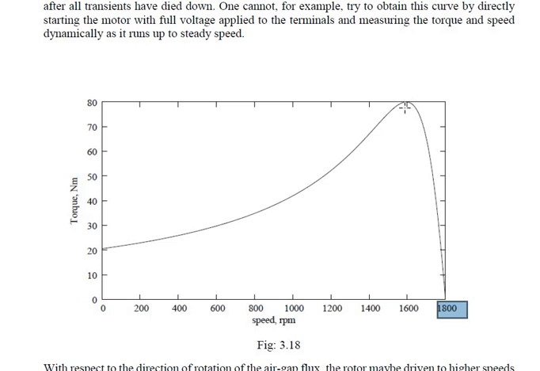This is the maximum torque condition, and it occurs at R2 equal to S X2: rotor resistance equal to slip times rotor reactance. Then this condition will be created, and at that point maximum torque will be there, and at speed nearly equal to the synchronous speed, our torque will be very negligible. So this is the torque speed characteristics of the induction machine.